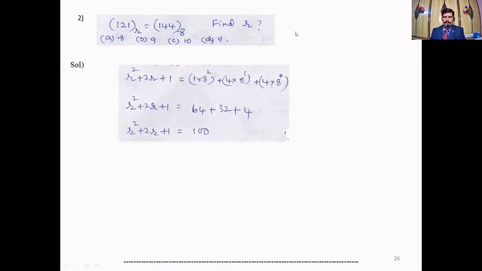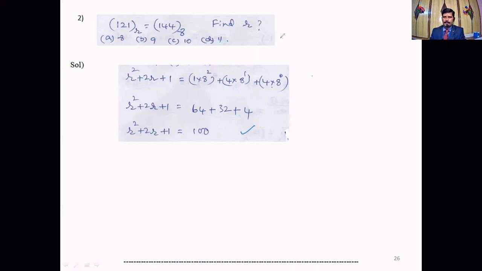See here. So r power 0, r power 1, r power 2. So r power 0 into 1, r power 1 into 2, r power 2 into 1. This is the formula. Here also, 8 power 0 into 4, 8 power 1 into 4, and 8 power 2 into 1. If you solve this, r square plus 2r plus 1 equals 100 will come here, right?